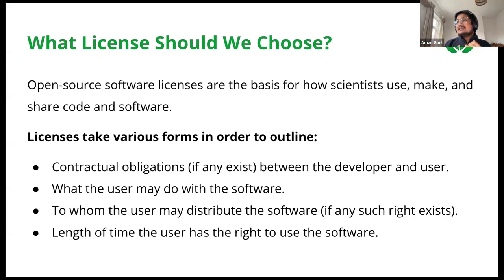Licenses take various forms and they outline the contractual obligations that you might have: what the user may do with the software, how the user can share the software, how the user may distribute it further, and the length of time the user has the right to use the software. So a license basically is a permission file for your project, which outlines, if someone else is using it or developing it further, what rights they have or how they might do it.